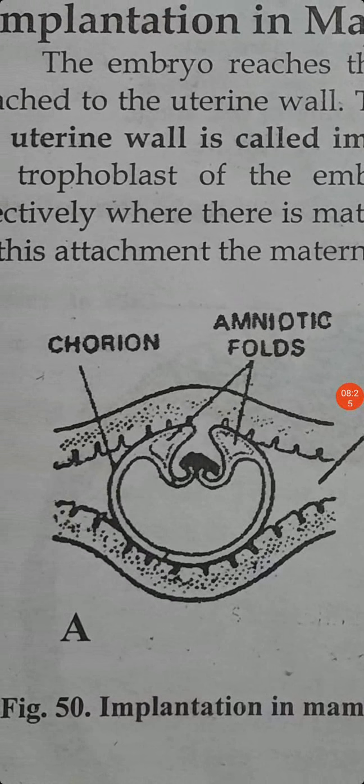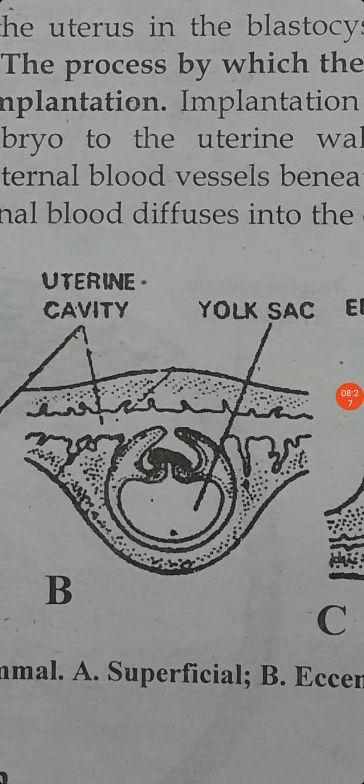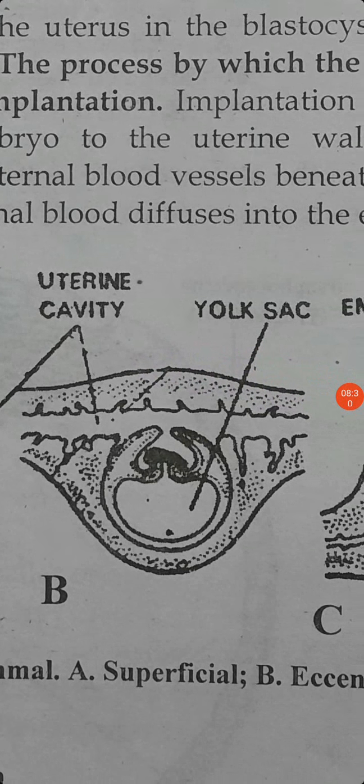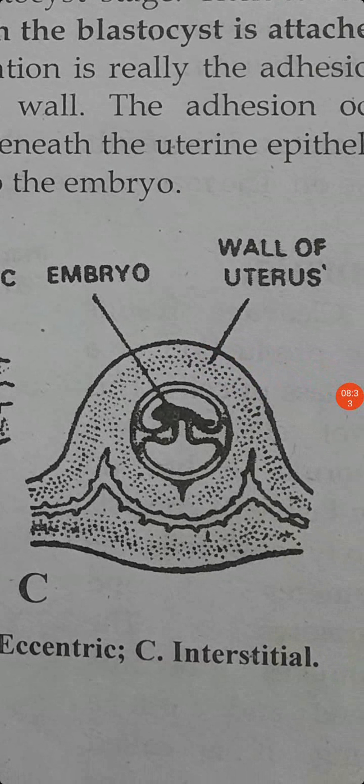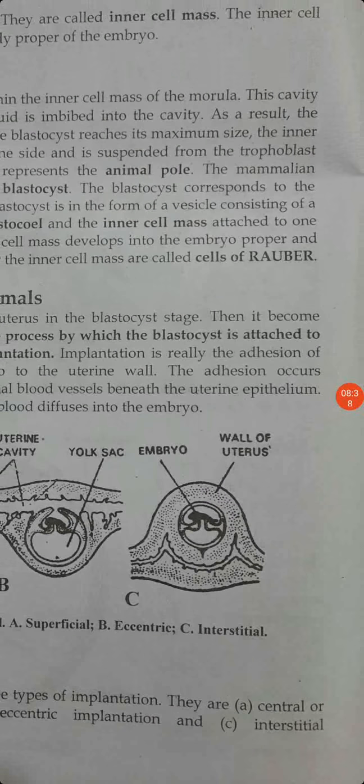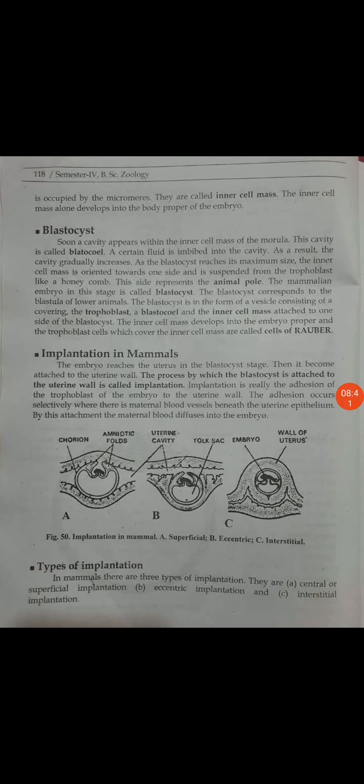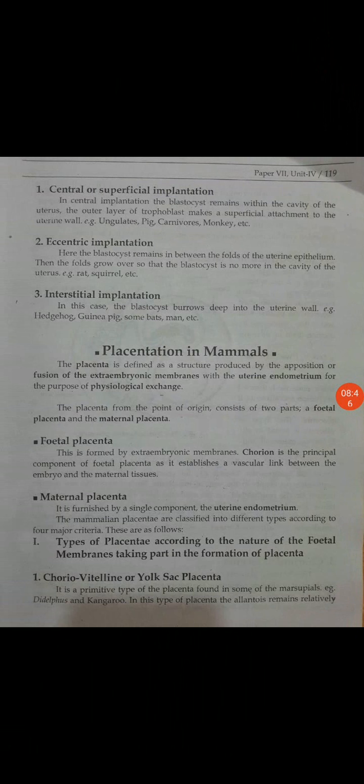So this is called implantation. A1 is the superficial implantation, B1 is the eccentric implantation, and C1 is called interstitial implantation inside the uterine wall. So these types of implantation we can see when the embryo attaches to the uterine wall. The first one is the central or superficial. The outer layer of the trophoblast makes a superficial attachment to the uterine wall. This occurs in the pig, carnivorous animals, monkeys.